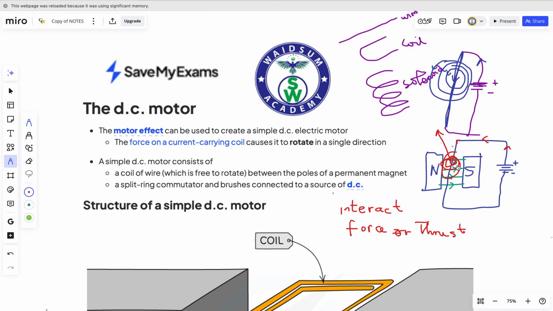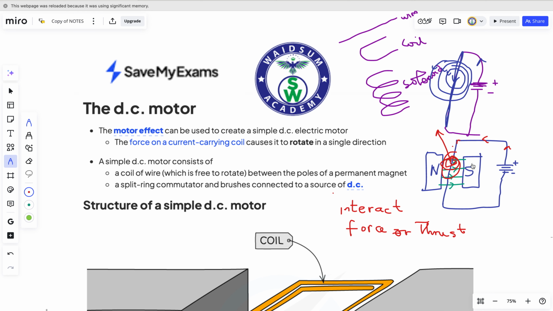Okay, so if we understand this, then we can now go to the electric motor proper. This is called the motor effect. This is the principle of the electric motor. This is how it starts. This is the principle we lay down to build the simple electric motor. So the motor effect can be used to create a simple DC electric motor.